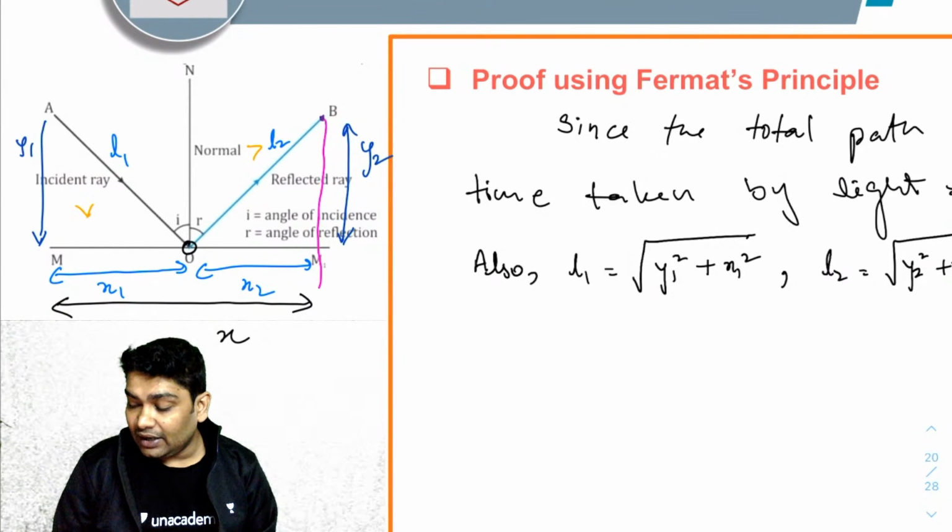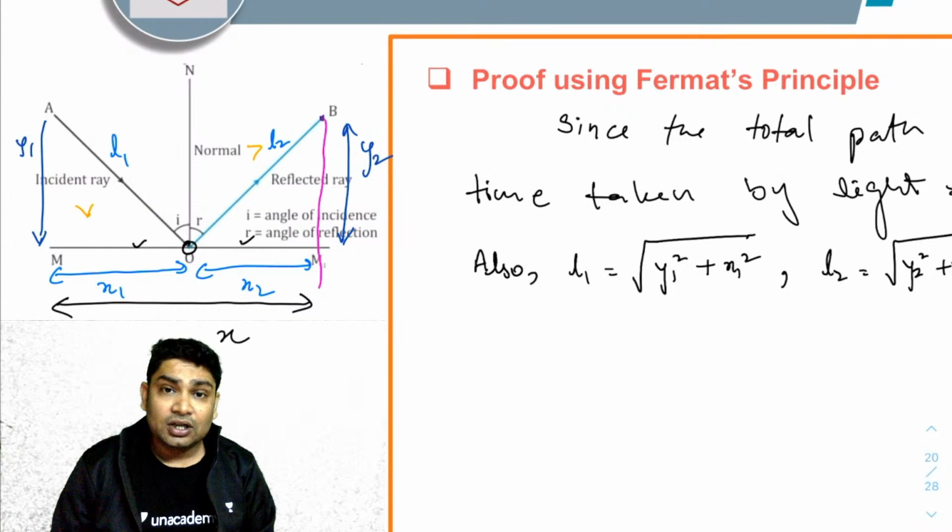This point can be anywhere. It could have been here, it could have been here. So x1 and x2 are variables that you can change.